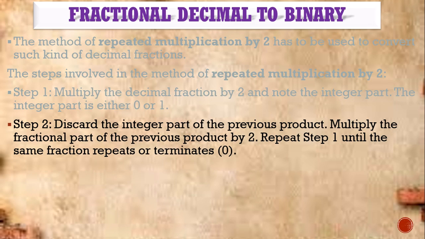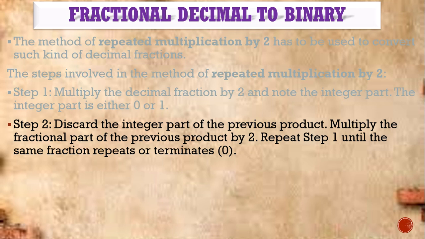Then step 2: discard the integer part of the previous product and multiply the fractional part of the previous product by 2, and repeat step 1 until the same fraction repeats or terminates. So first, the decimal number நம்ம 2 ஆல் மல்டிப்ளை பண்ணுறோம், we will get some answer. அதில் இருக்க integer part தான் binary value. Again, அந்த வேல்யூலேயே we have to remove that integer part and take only the fractional part எடுத்து again multiply பண்ணுவோம்.